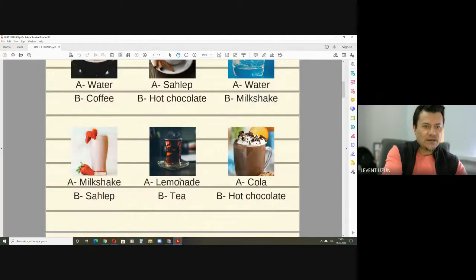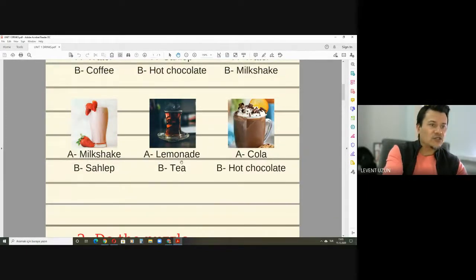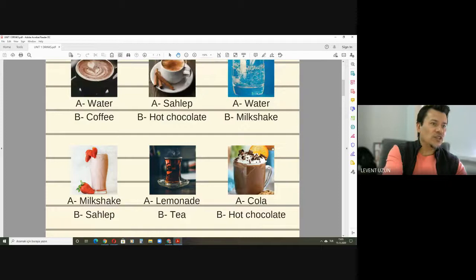Tea, lemonade, tea. But all right. If there aren't any other drinks that you would like to teach, then all of this is all right. But I'm saying that you can teach more words related to drinks. You understand, Beyza?